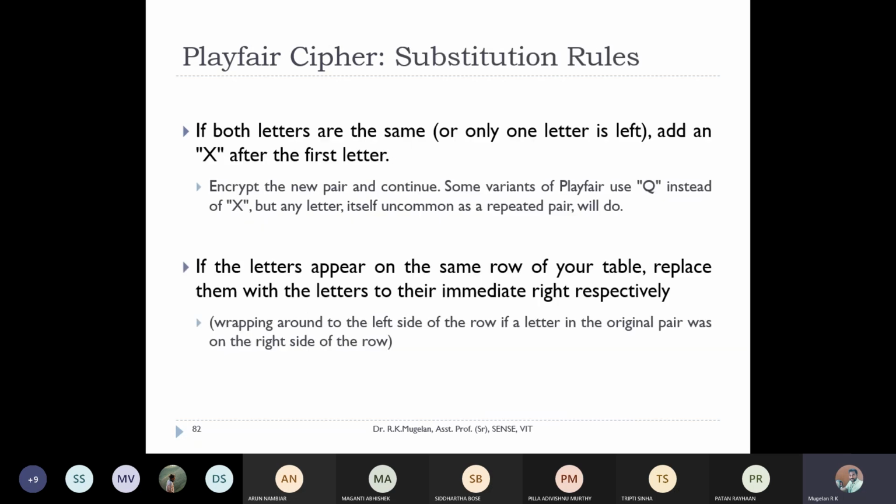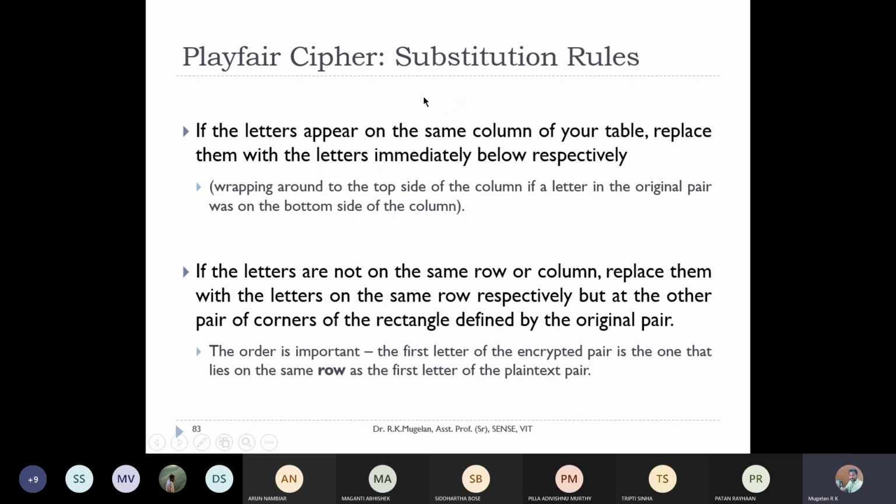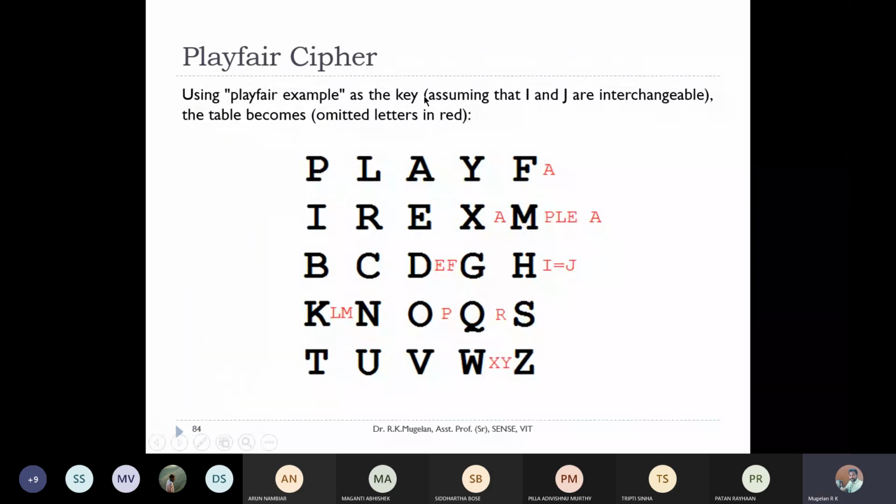Okay, thank you. Right. Now we come to the substitution rules. This is a substitution cipher, or we can call them the encryption rules. I'll directly jump into an example so that you will get a clear picture. Now they're asking you to create a 5x5 table using the phrase Playfair example, and to keep I and J interchangeable. That is, you have to keep I and J in a single box. That is a rule set here.